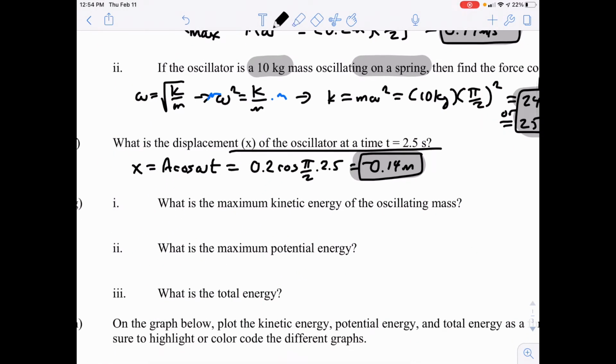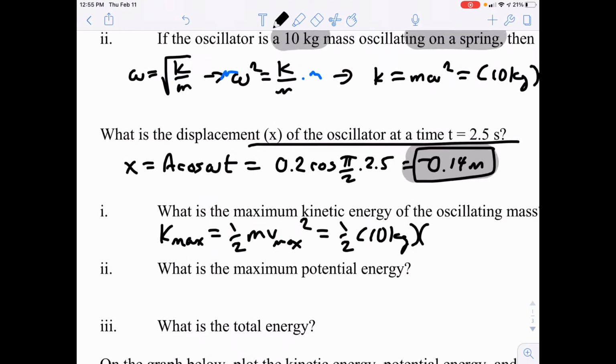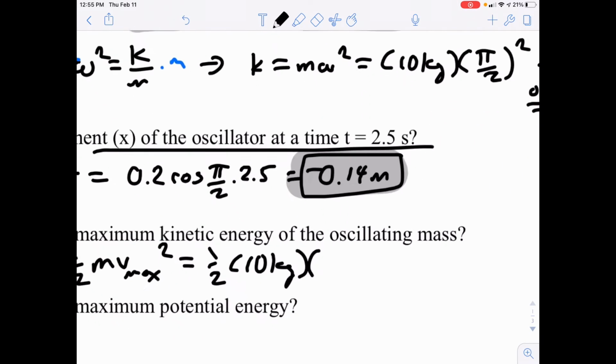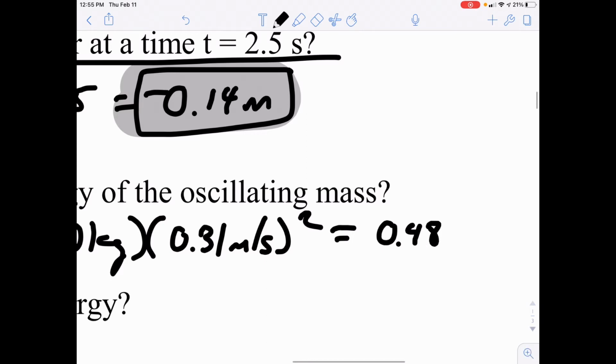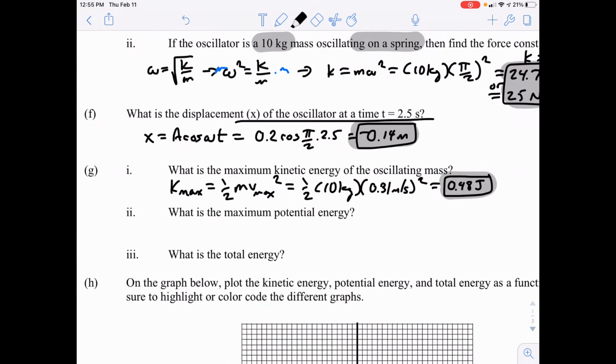The maximum kinetic energy can be found by going 1/2 times the mass times the maximum velocity squared, which would be 1/2 times 10 kilograms times, well, we can use the max velocity we found right here, 0.31 meters per second. Again, don't forget to square it. 0.31 squared times 10, take half. And we're looking at roughly about 0.48 joules of maximum kinetic energy at the equilibrium position.